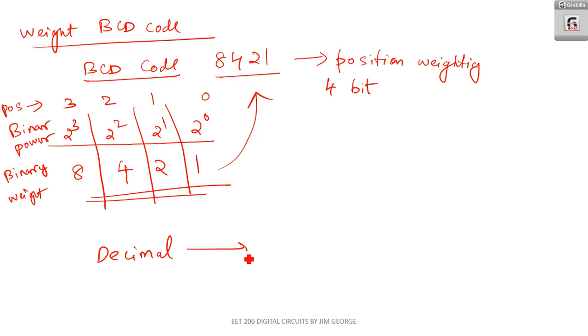Okay. Now let me show the conversion of decimal to binary coded decimal format, if you are given a decimal number, as well as how to convert back to decimal format if you are given a binary coded decimal number. These two are the things we need to study in weighted BCD code. An example I will show you.